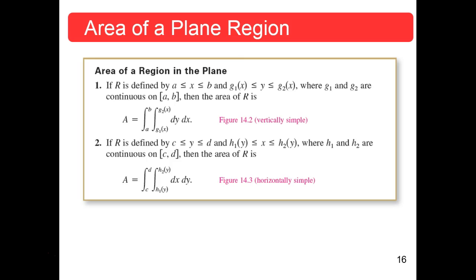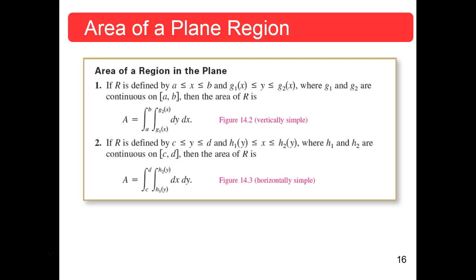All right, the block at the bottom of page 972, area of a region of a plane. If R is defined on some region, a to b on x, g1 of x to g2 of x on y, where g1 and g2 are continuous on [a, b], then the area of R, that region that we're talking about, is the integral.